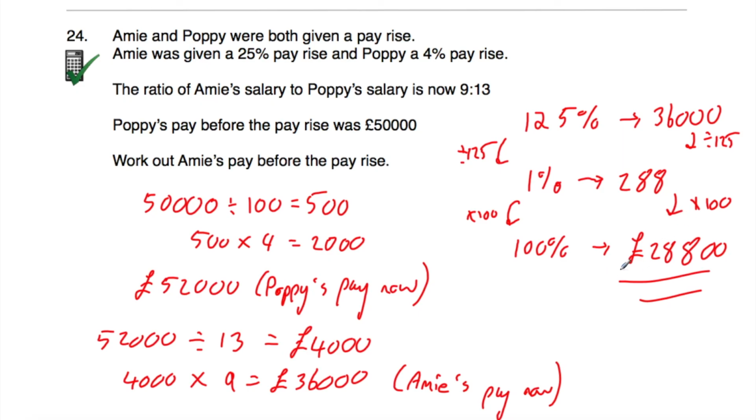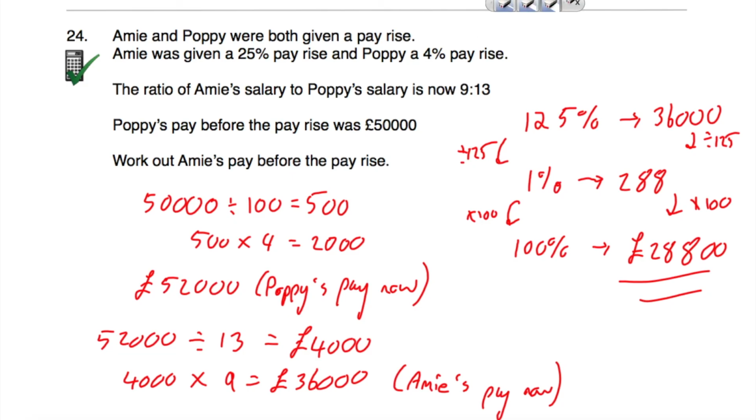And we can check this. If we were to take Amy's pay and increase that by 25%, then that would be £36,000. We can take Poppy's pay before the pay rise, which was £50,000, increase that by 4%, and that's £52,000. And then just cancel down that ratio of 36,000 to 52,000, and that would simplify down to 9 to 13. So we know we're right, and that's it.